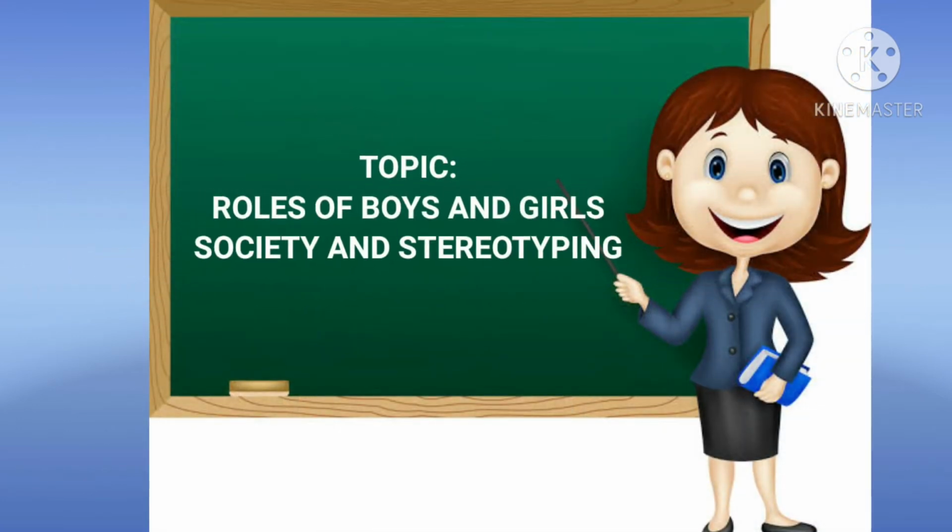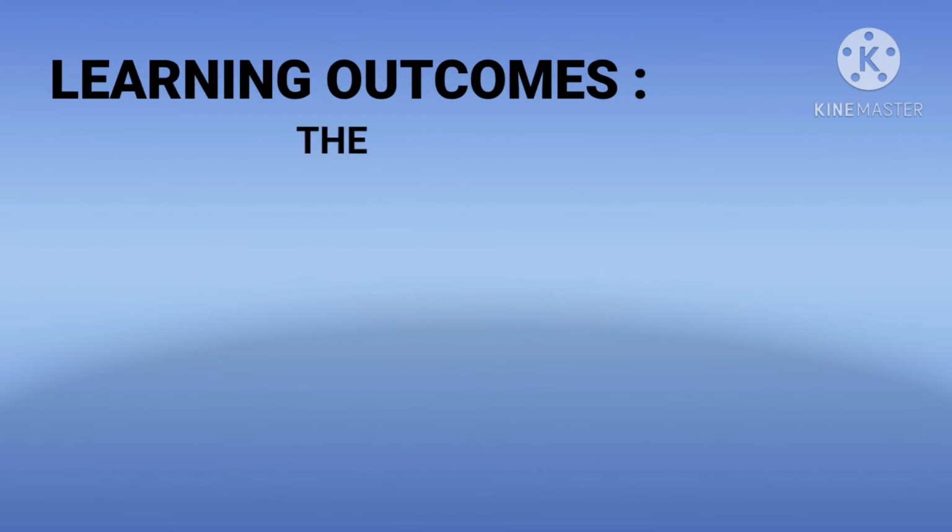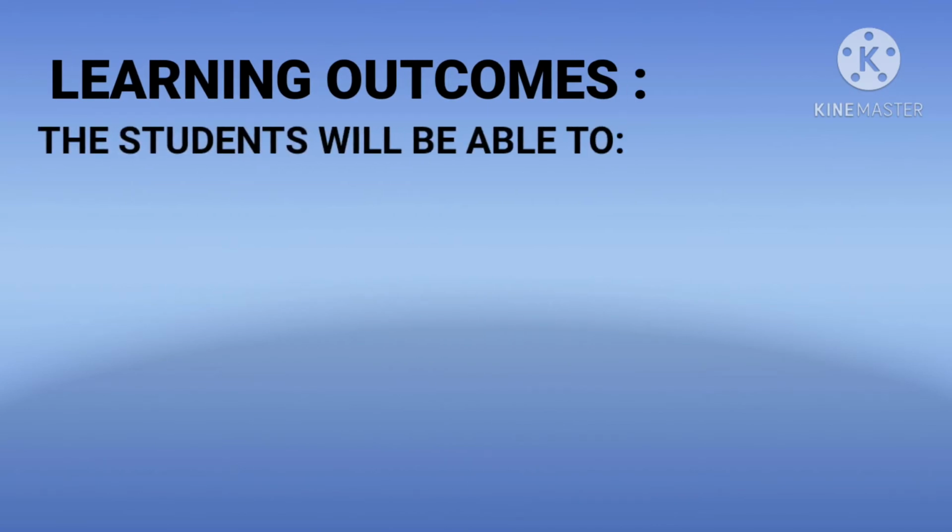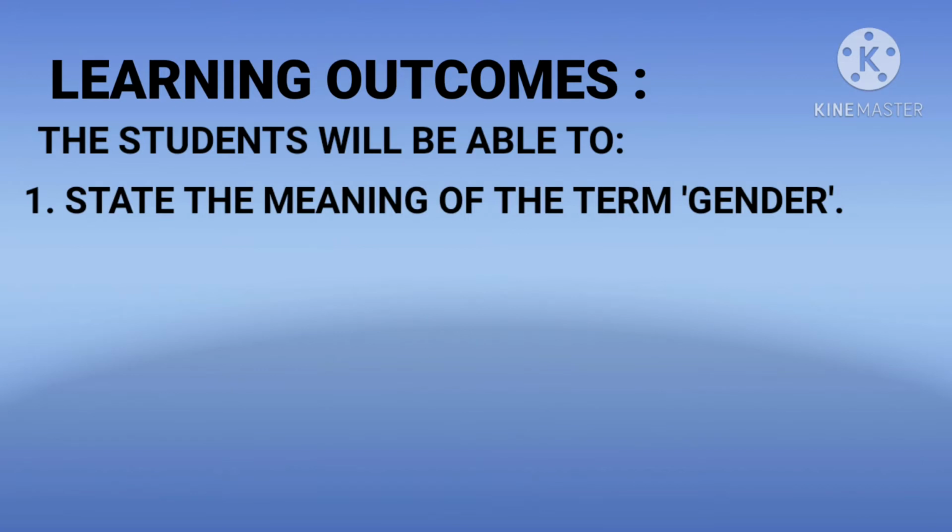So students, the topic which we will cover today is the roles of boys and girls in society and stereotyping. The learning outcomes for the same are: the students will be able to state the meaning of the term gender. Gender here means difference between boys and girls, and that difference is prescribed by the society and our culture. Different values, attitudes and behaviors are attached to the roles of boys and girls by our society.